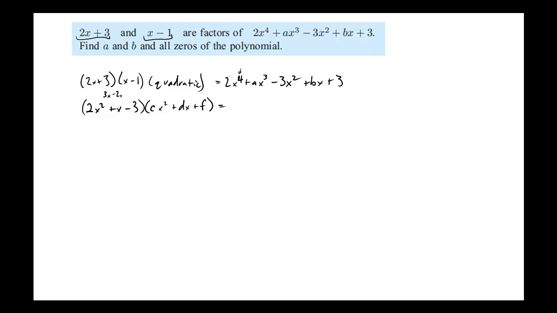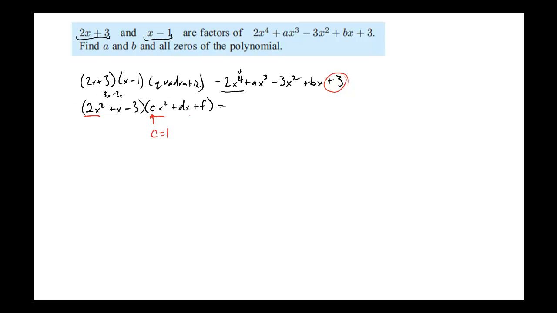All right, you'll notice that the leading coefficient is 2x to the fourth. Well, that comes from when I distribute this, the 2x squared times the cx squared. That means I actually know what c is. C has to be 1 because 2x squared times this has to give me 2x to the fourth, and the only way it's going to stay 2 is if c is 1. And so I now know that c is 1. That's pretty snazzy.